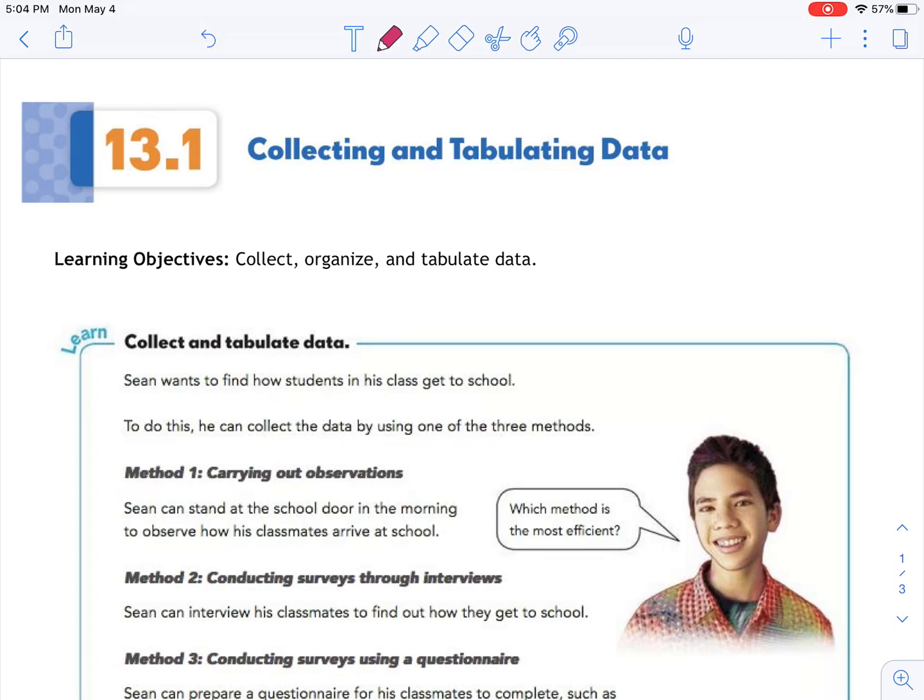Okay, so like I said, today we are going to be starting our new section. We are moving into chapter 13. Section 13.1 is titled Collecting and Tabulating Data. So we're switching gears from algebraic equations, which we were doing in chapter 8, and now looking at different ways to work with data. By the end of this lesson and the practice that you are going to do with this lesson, you'll be able to collect, organize, and tabulate data.